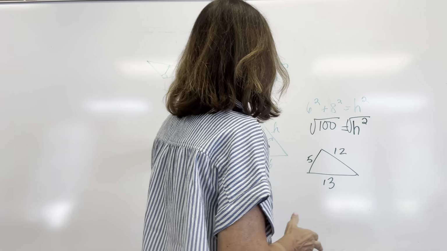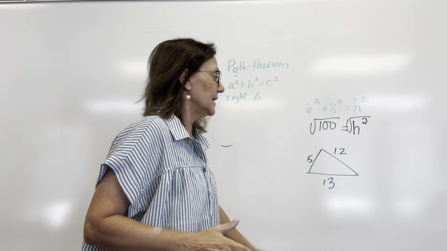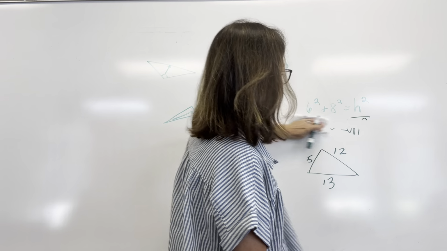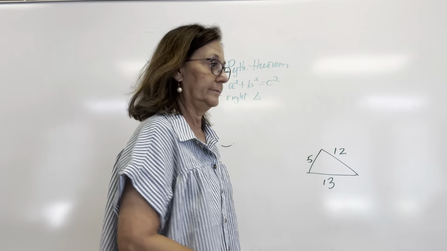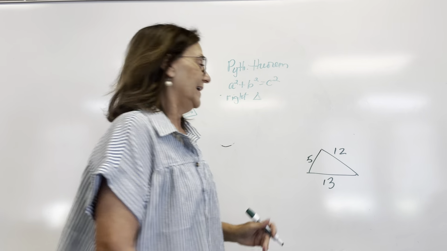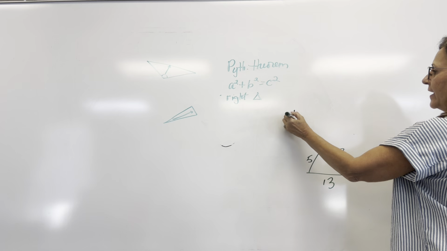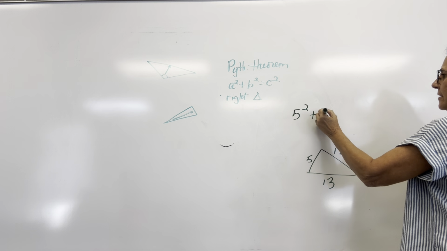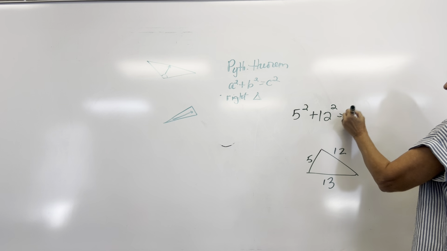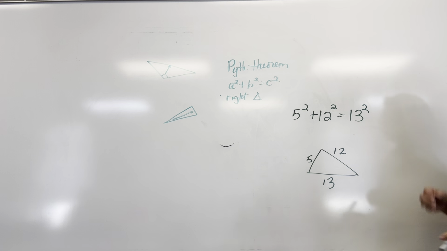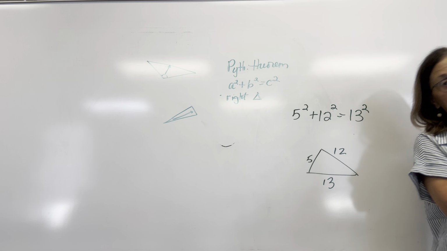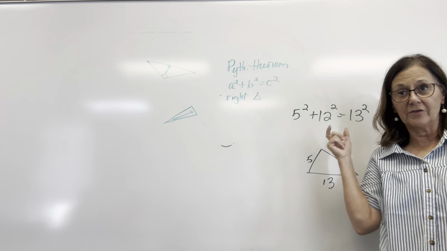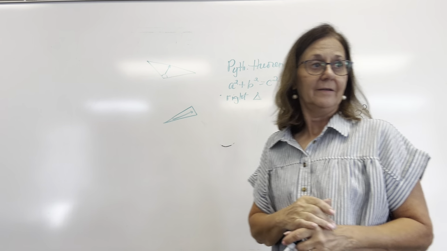All right? So, what sides am I going to make my A and my B? 5 and 12. Exactly. So I have to know that 5 squared plus 12 squared equals 13 squared. And does it, in fact? Yes. It does. Did y'all do the math on your calculator?